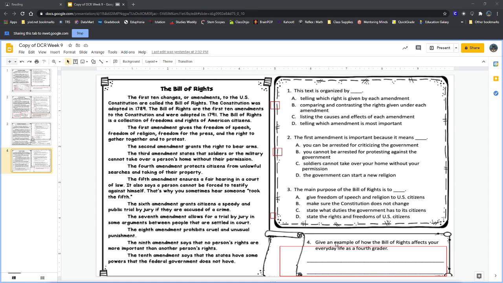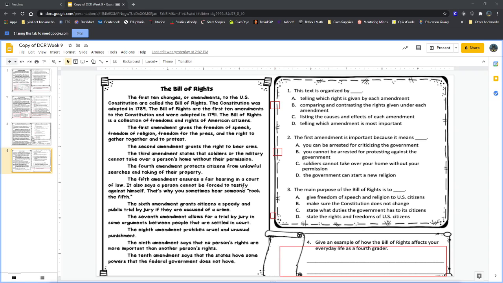The 10th Amendment says that the states have some powers that the federal government does not have. We know that we live in the United States, and there's 50 different states that all make up our country. There's some laws that the whole country has to follow, and there's some laws that only people in certain states have to follow. The states get to decide some of those laws, and the country gets to decide other laws.